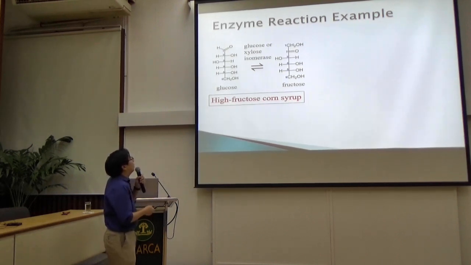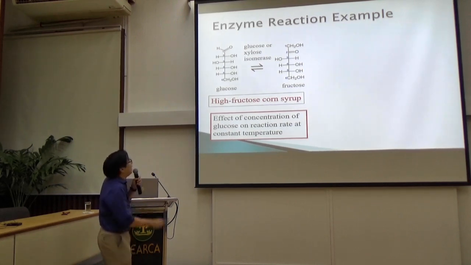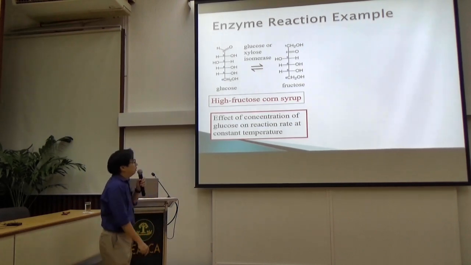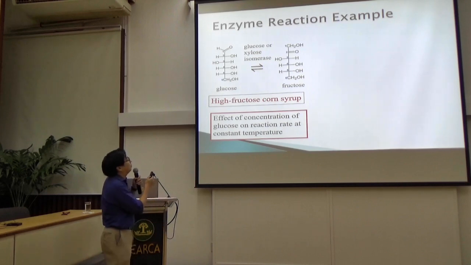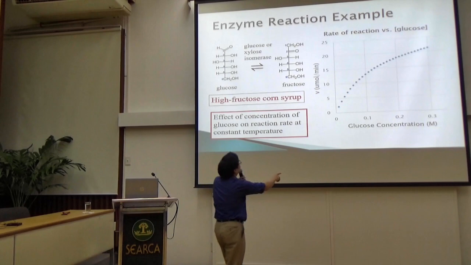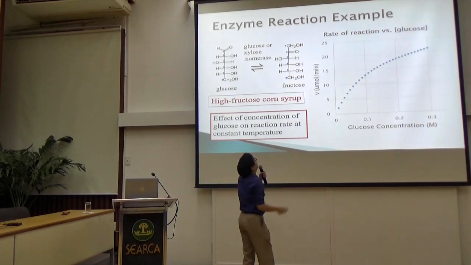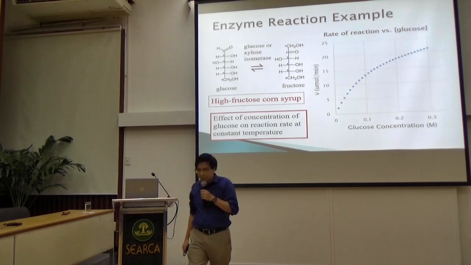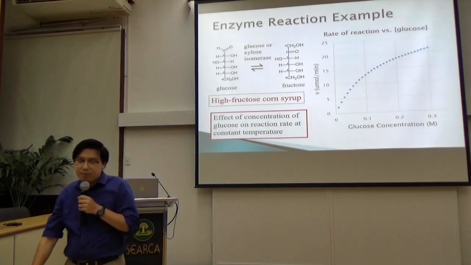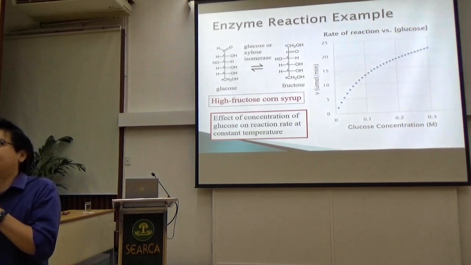Okay? Now, if I ask you, what's the effect of concentration of glucose on the reaction rate, meaning how fast the reaction happens at constant temperature? So, usually, if you have this kind of question, you get data. So, this is data. Okay? So, glucose concentration versus rate of reaction. Now, let me ask you, based on this data, can you get a relationship, a mathematical relationship?